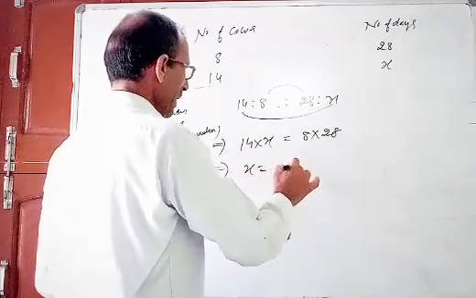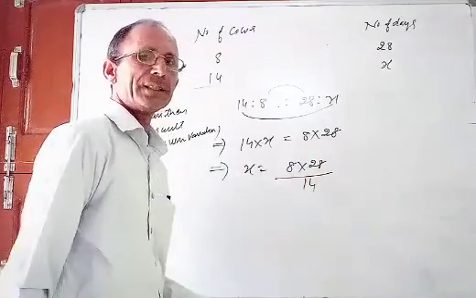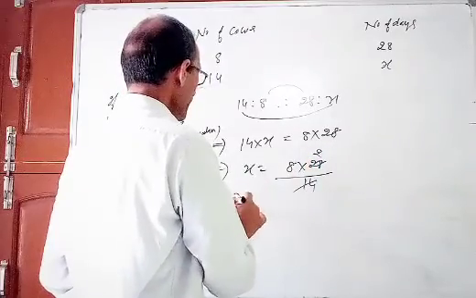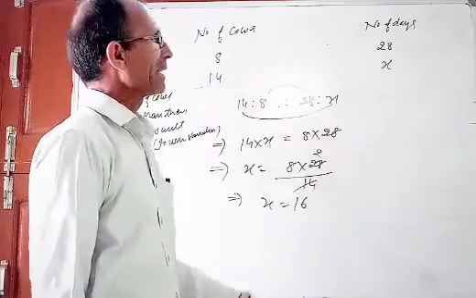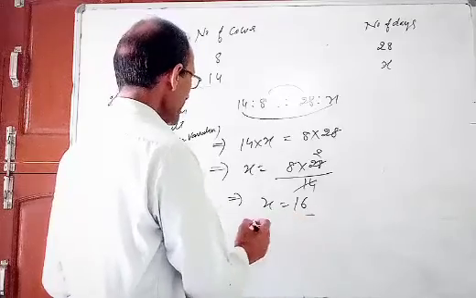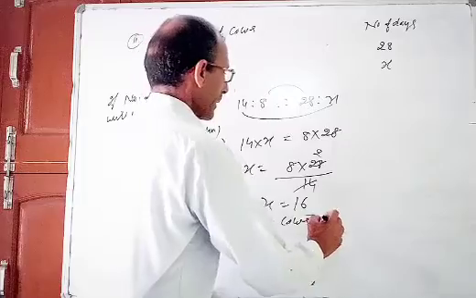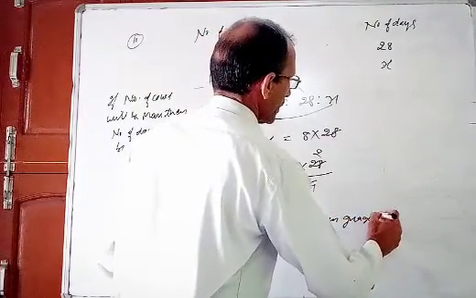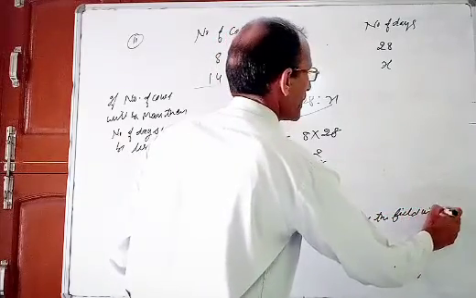So we have to find the value of x. x is equal to 8 multiplied by 28 divided by 14. 14 into 28, so x is equal to 16. So 14 cows can graze the field in 16 days. So what is the answer? 16 days. So 14 cows can graze the field in 16 days.